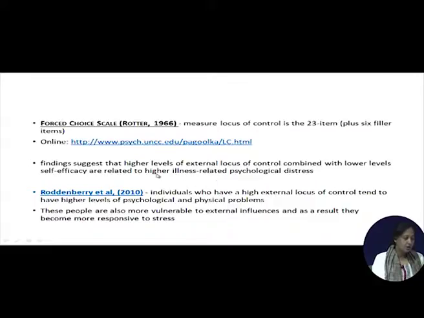Now, we must remember that higher levels of external locus of control combined with lower levels of self-efficacy are related to higher illness related psychological distress. So, what do we mean by self-efficacy? I will not get into the details, but self-efficacy is more related to how an individual evaluates himself, and one of the domains of self-efficacy is self-esteem, which we will discuss right after.